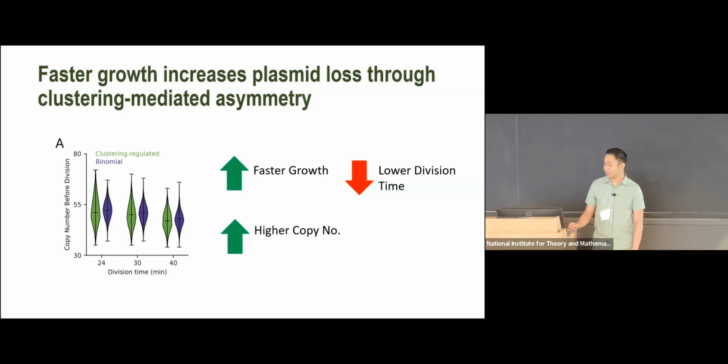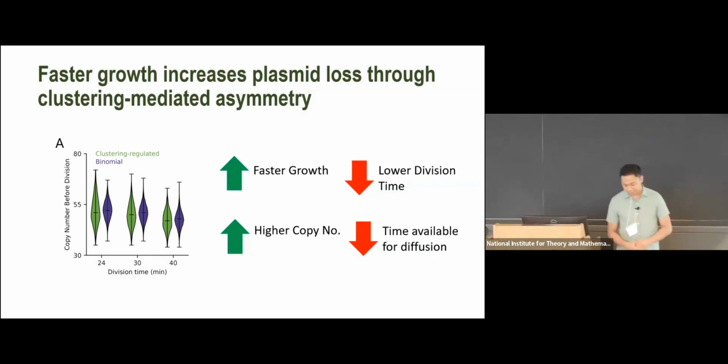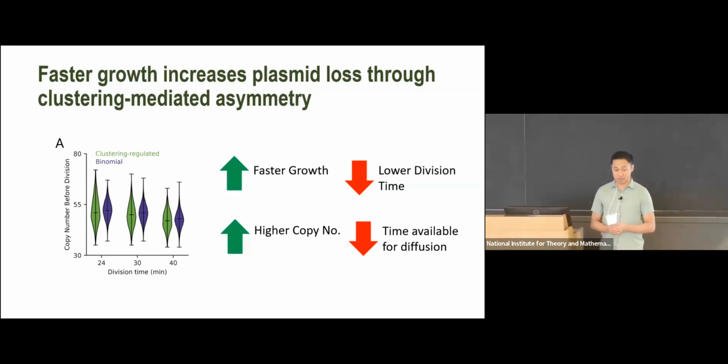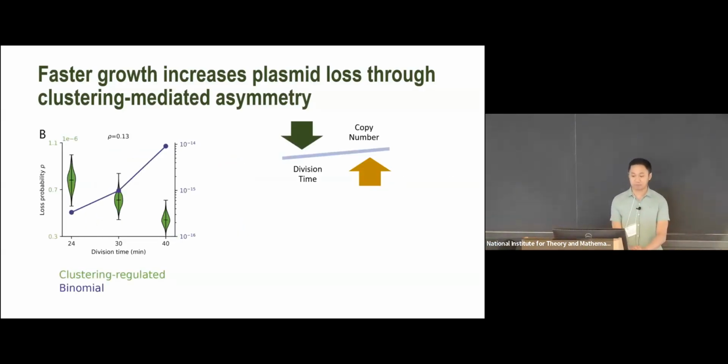So from left to right, you would expect that copy number would decrease, rather. And then also the time available for diffusion decreases. Now these two things are countering effects, because number one, a higher copy number would push the loss probability lower, but the reduced time available for division would push the loss probability higher, right? We tried to investigate this, and this is the model prediction.